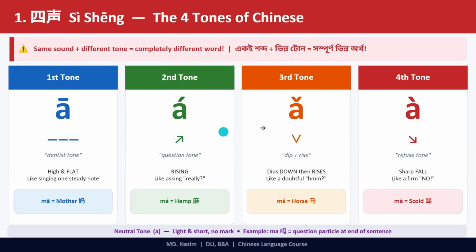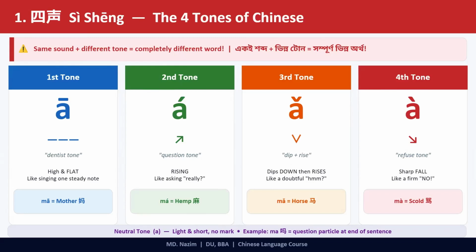This is second tone. Third tone pronunciation is falling and rising: it dips down, then rises. This is third tone. And the last one, fourth tone. This is like the refuse tone. We call it the refuse tone because it's like saying no, no. This is fourth tone, the refuse tone, like when we say no, no, no.